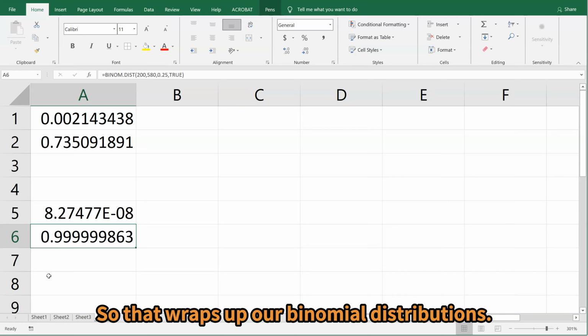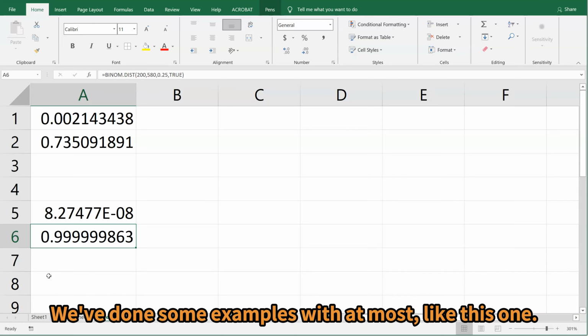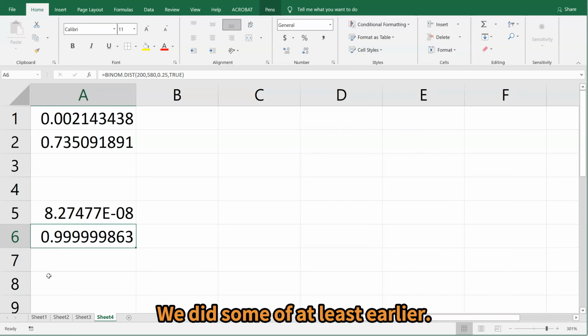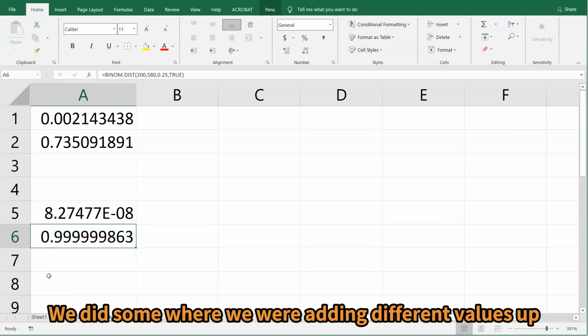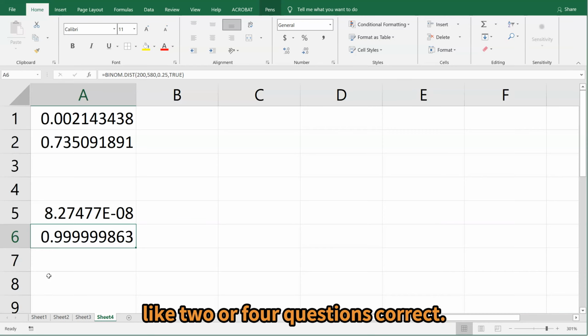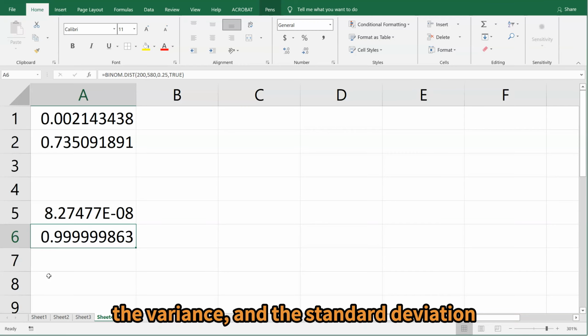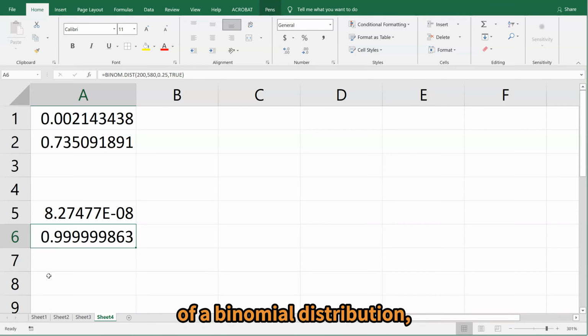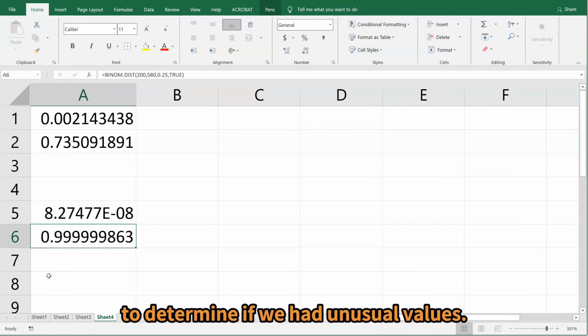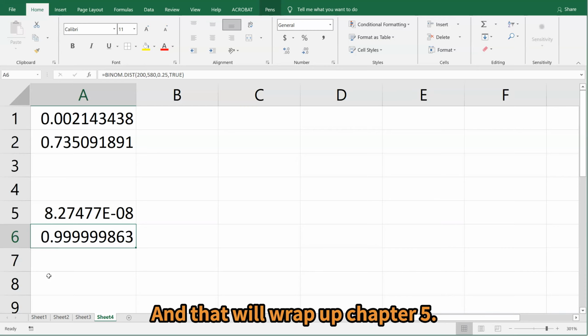So that wraps up our binomial distributions. We've done some examples with at most, like this one. We did some of at least earlier. We did some where we were adding different values up, like 2 or 4 questions correct. We looked at finding the mean, the variance, and the standard deviation of a binomial distribution, and using those values to determine if we had unusual values. And that will wrap up Chapter 5.